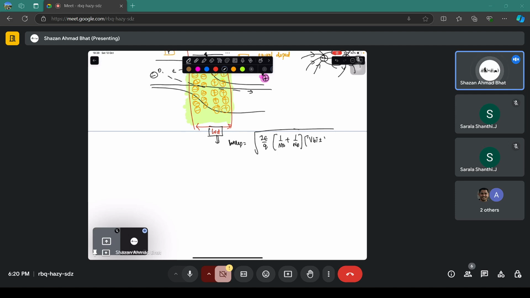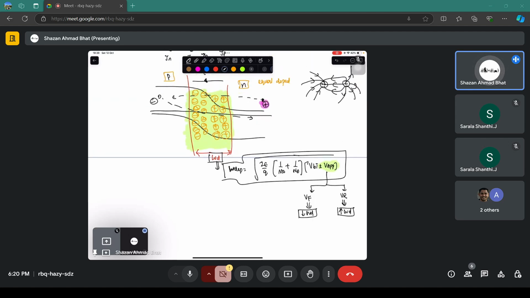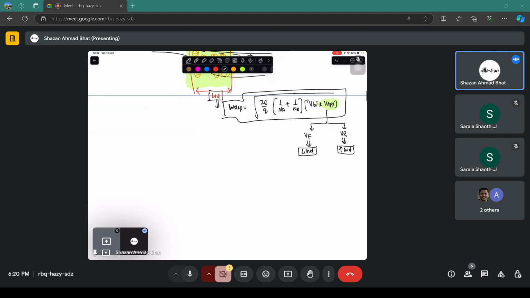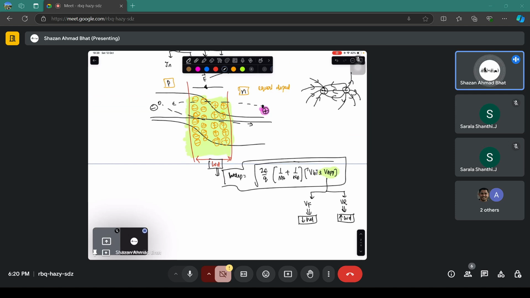times V built-in plus or minus V applied, where this V applied can be either a reverse biased voltage or a forward biased voltage. So accordingly, you have to take the sign. If you have the forward voltage, you get a decrease in the depletion width. If you have the reverse voltage, you get an increase in the depletion width. This is because of the lowering of the middle hill in the forward region, and as a result the current flows and you get a reduction in the depletion width. Okay, so that you have covered till now.